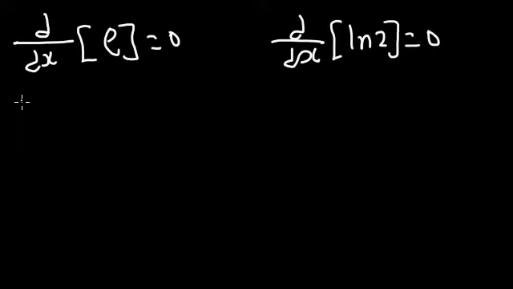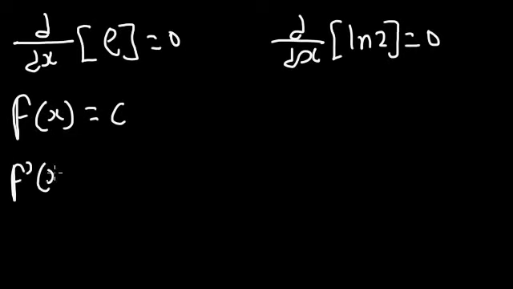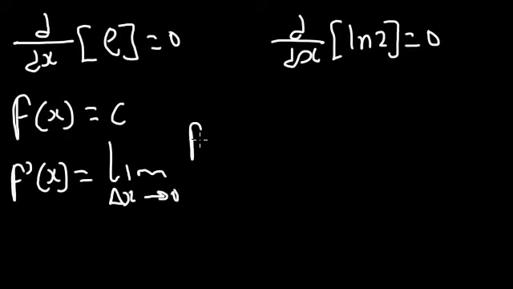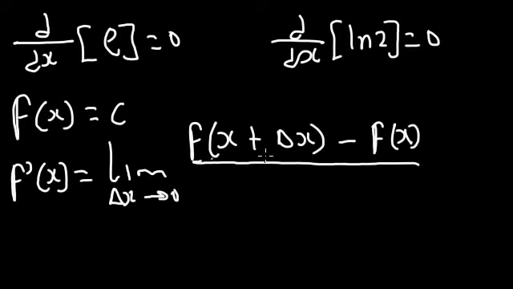From the definition of derivative, which is also called first principle, if a function f of x is equal to a constant c, which can be 8, 4, e, ln 2, pi, and so on, then its derivative f prime of x is given as the limit, as change in x approaches 0, of f of x plus delta x minus f of x, all divided by delta x.